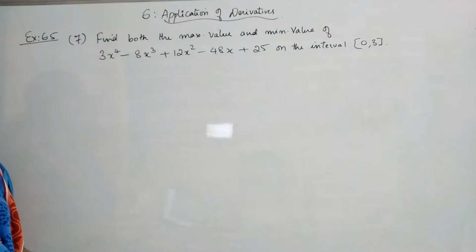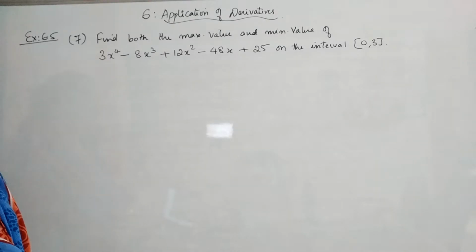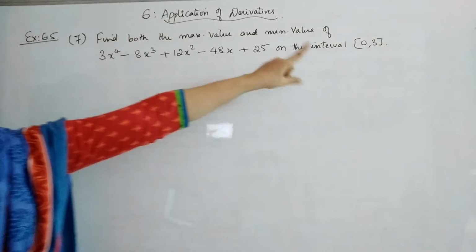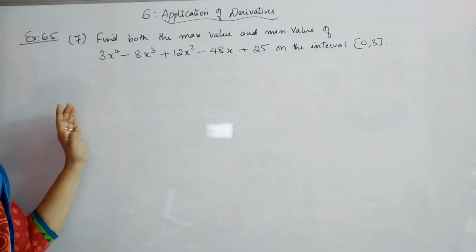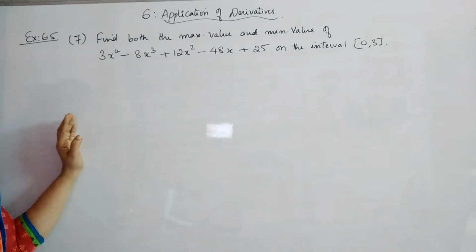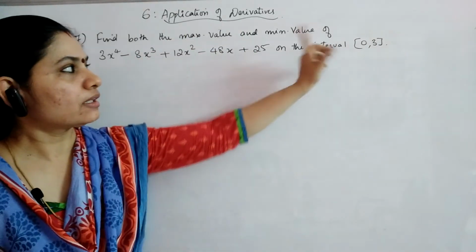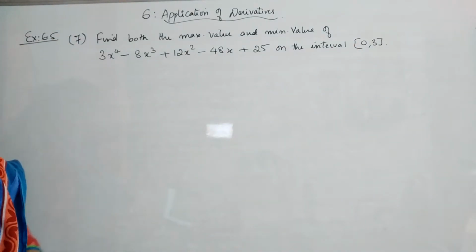Question is, find both the maximum value and the minimum value of 3x raised to 4 minus 8x cube plus 12x square minus 48x plus 25 on the closed interval 0, 3. Now when the question is given in a closed interval, you have to use the absolute maxima and minima method. That means you have to find the critical point and check for the critical point as well as the end points, that is 0 and 3 also.